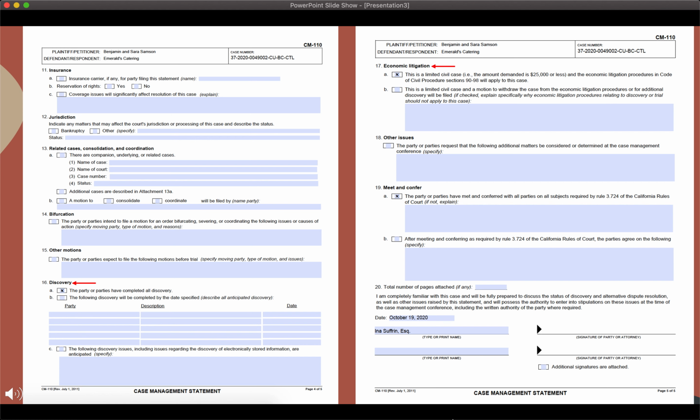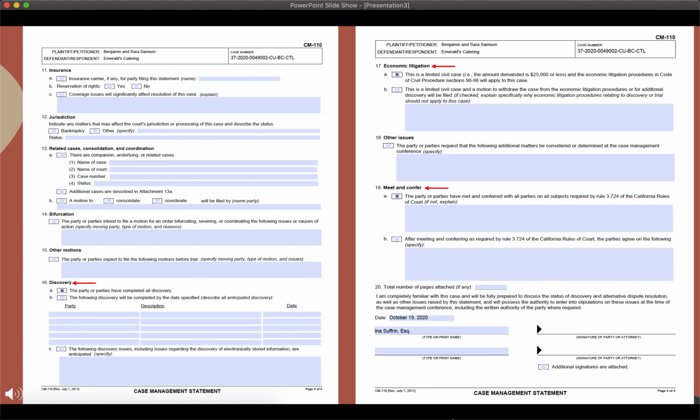Section 17 talks about economic litigation. I checked box A, which states that this is a limited civil case, i.e. the amount demanded is $25,000 or less, and the economic litigation procedures in Code of Civil Procedure sections 90 through 98 will apply to this case. Then there's section 19. I checked box A, which stated that the party or parties have met and conferred with all parties on all subjects required by Rule 3.724 of the California Rules of Court. For the sake of this assignment, I have checked this box.